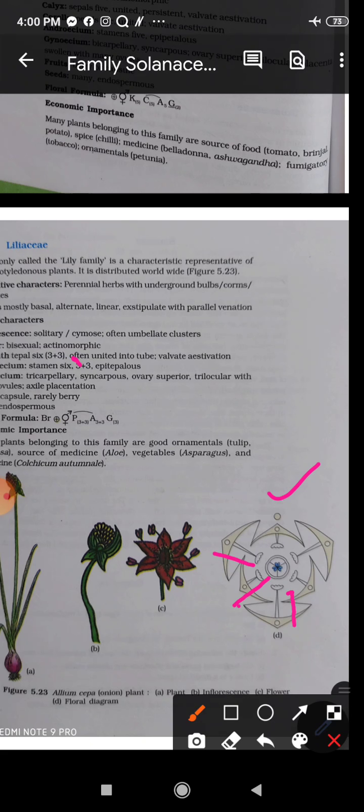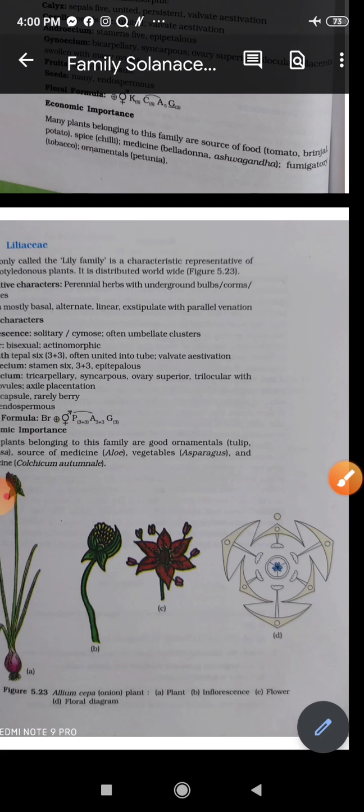The arc that you drew here, P and A, you've drawn an arc over here. This arc is represented by these lines, right? So that is showing that the androecium is attached to the perianth, which is epiphyllous condition, right?